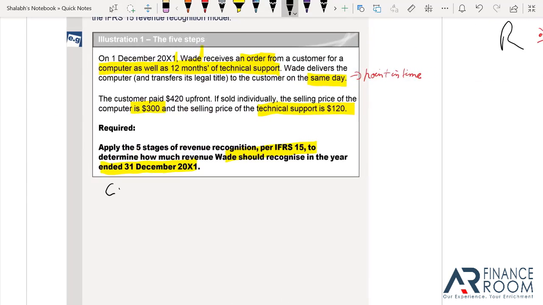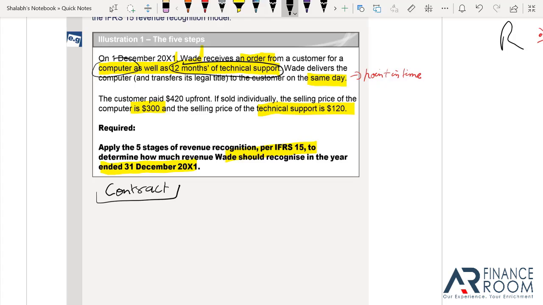First point is C for contract. Now we shall be writing this. Step 1, identify the contract. You will write, so the contract is to deliver. What is the contract? To deliver a computer and 12 months of technical support. Super cool. All right, this is what the contract is.